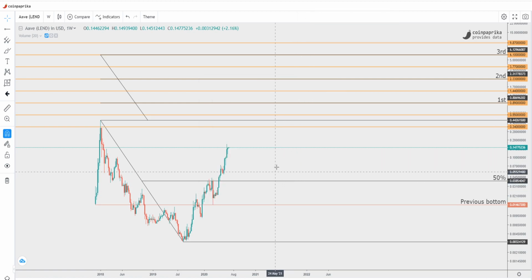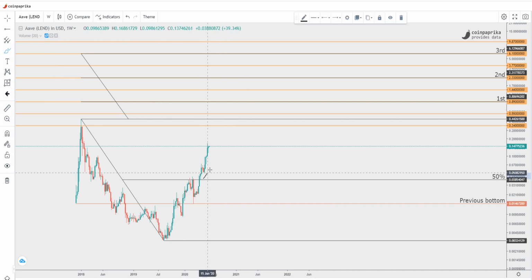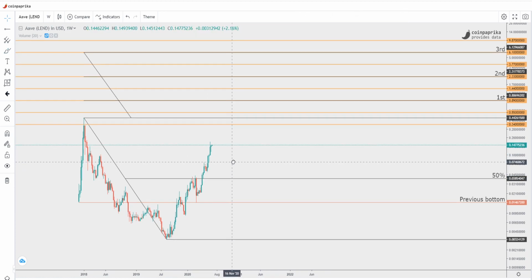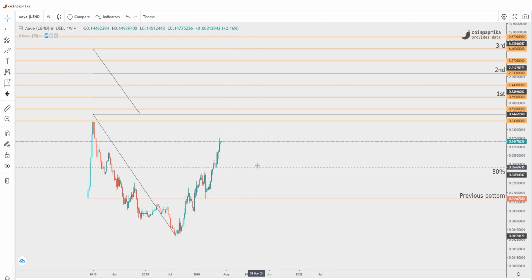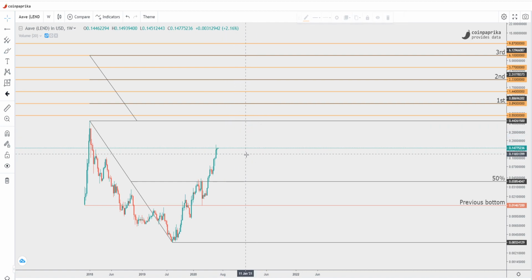Okay, so the idea here is this move is not over yet. We are going to take a closer look at it in the other chart because it's more accurate. So it is possible for us to still see a move above, but I think it's somewhat unlikely to go much higher because we are already in a parabolic move.